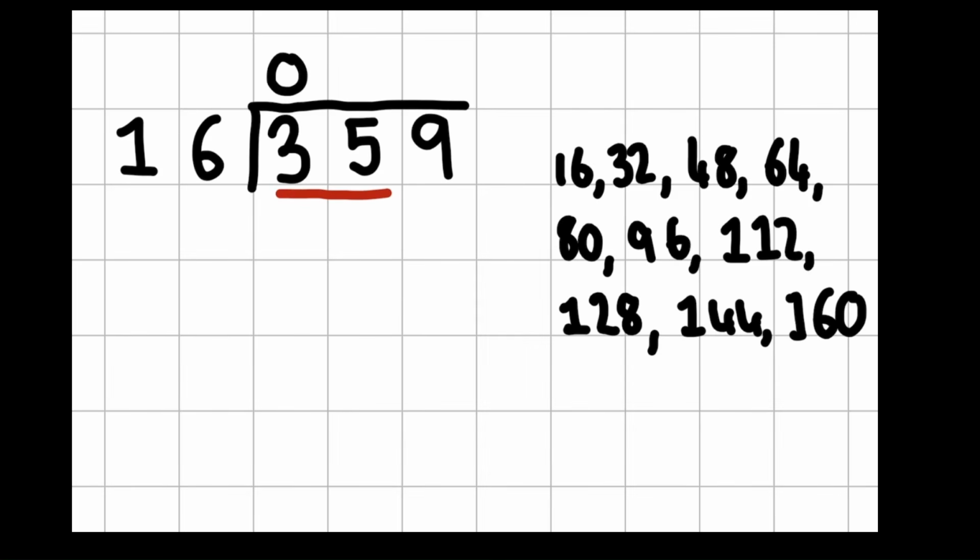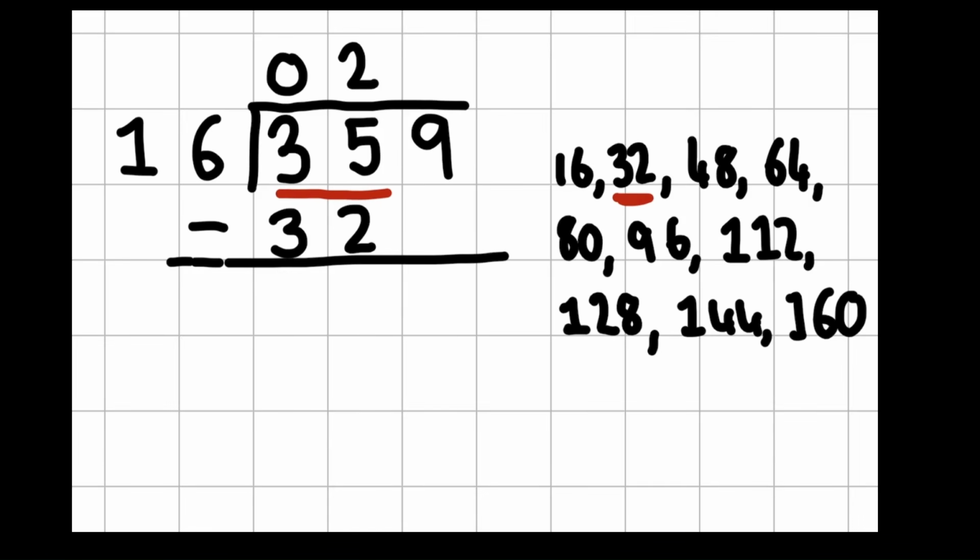So I need to think of this as 35 tens. I know I can fit 32 tens into 35 tens, and therefore I can fit 20 16s into 35 10s. So I put a 2 in the tens column. So I need to do 35 10s minus 32 10s. 350 minus 320 is equal to 30.